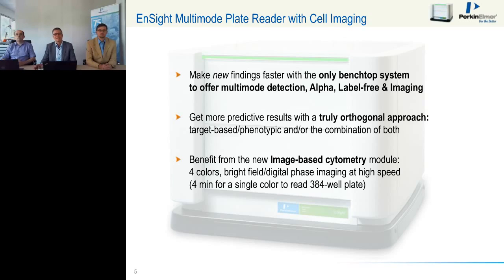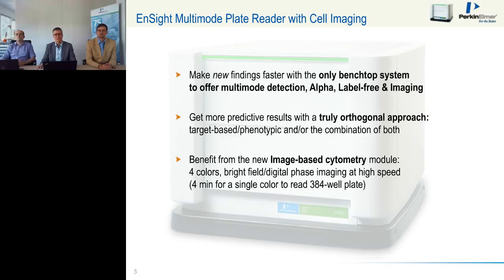So what is the EnSight? What do you get? First of all, it's the only benchtop system which offers multimode detection, alpha, label-free, and imaging. You have a truly orthogonal approach here. You can run target-based, phenotypic, or the combination of both assays on the machine to gain more predictive results.